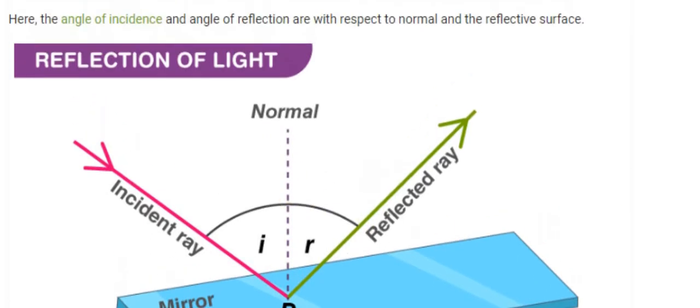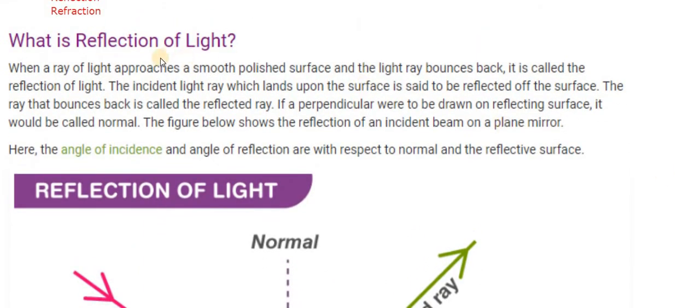So what is reflection of light? Reflection of light is when a light ray approaches a smooth or polished surface and bounces back. This is known as reflection of light. Write this as one answer in your classwork.